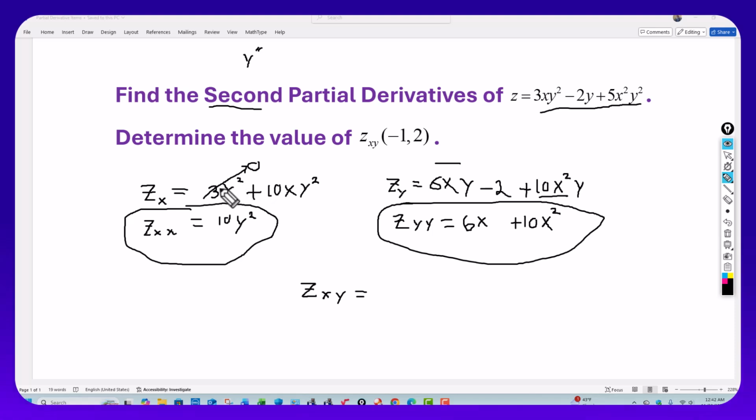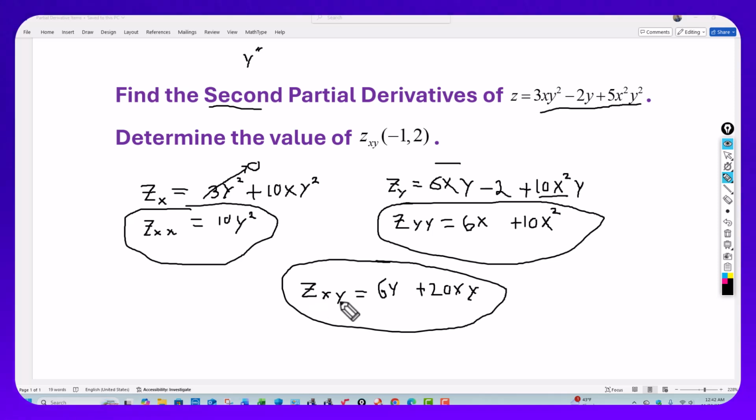So it'll be 2 times 3 there. That'll give me a 6y. Subtract 1 from the 2. Standard derivative there. And then again here, the 10x is constant. Y is the variable, so go 2 times 10x is constant, so it's 2 times 10x is plus 20xy.